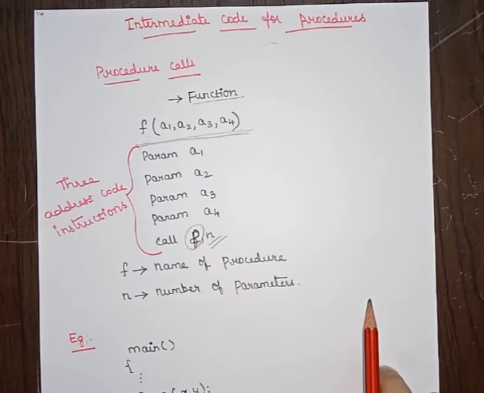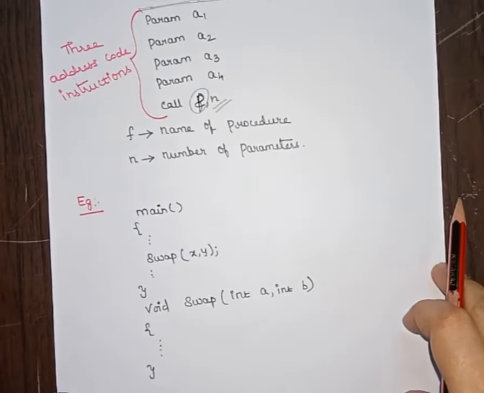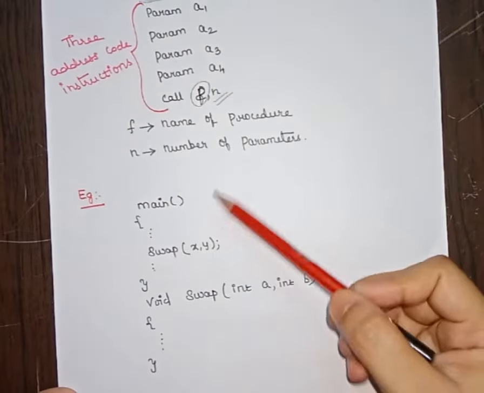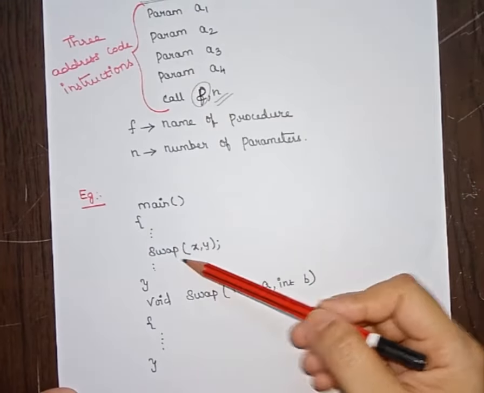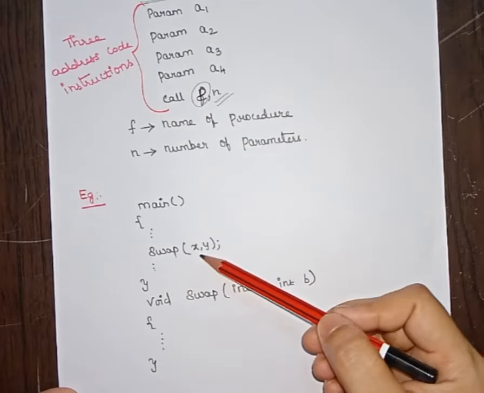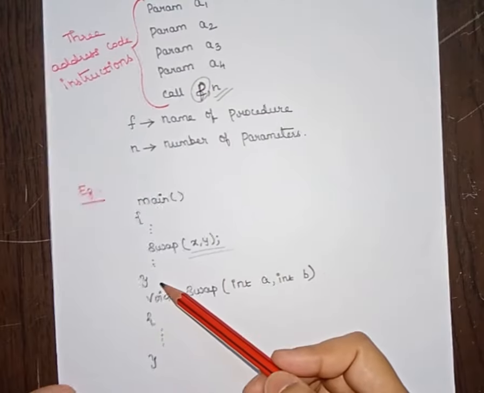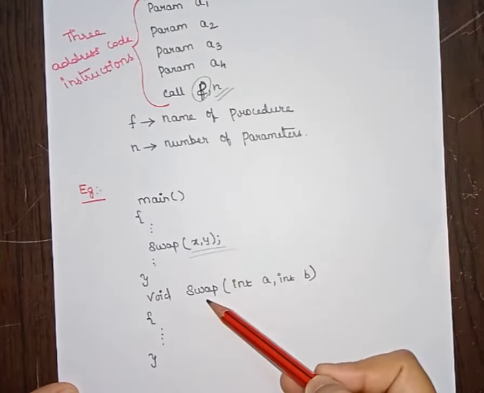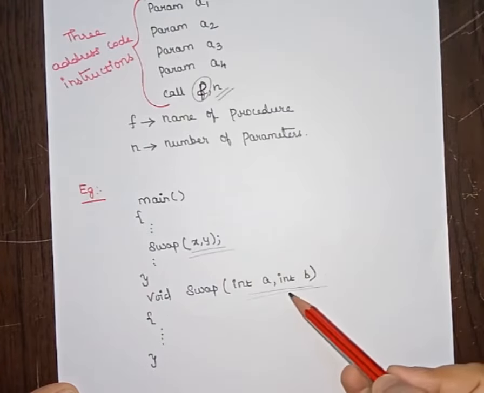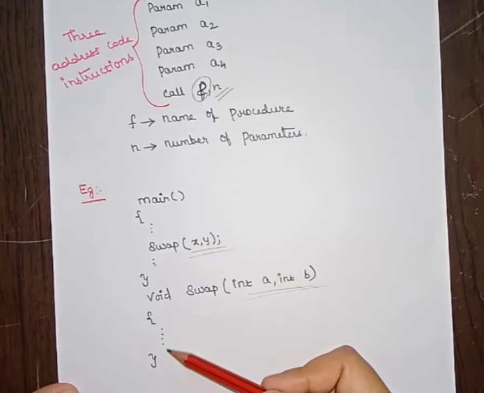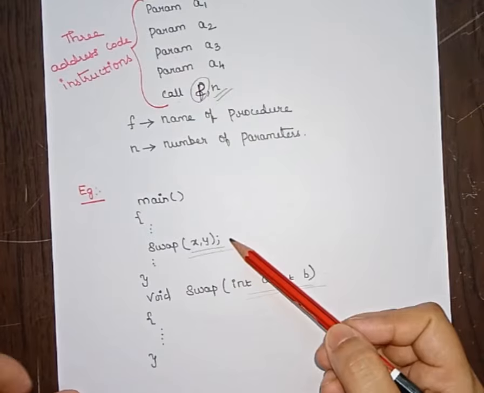Let us take one example, a simple C code where we have a function definition and a function call. If you look at this example, we have a main function, and inside this main function we have a function call, that is swap of x comma y. These are the actual arguments, and outside this main function we have one more function, that is swap. This is the function definition. In this function definition we have the formal parameters, right? It has some set of statements here. So this is the function definition and the function call.